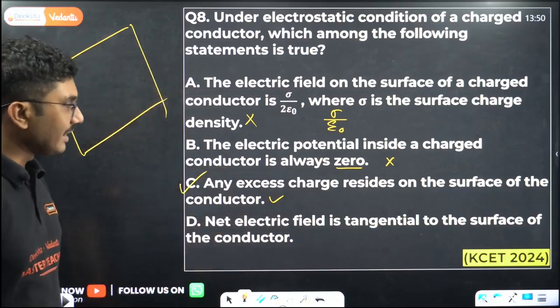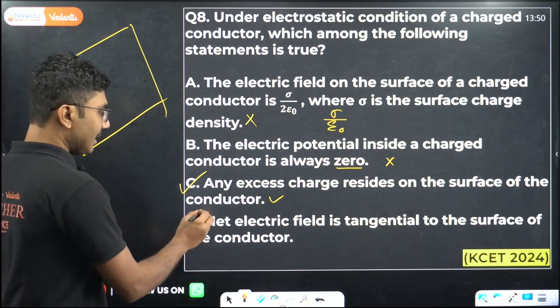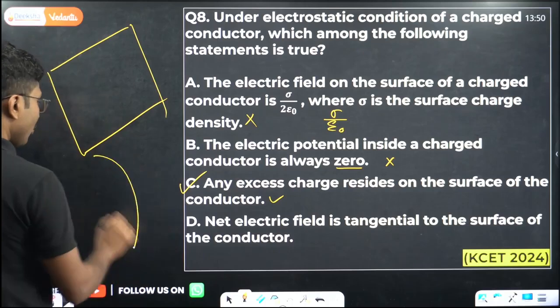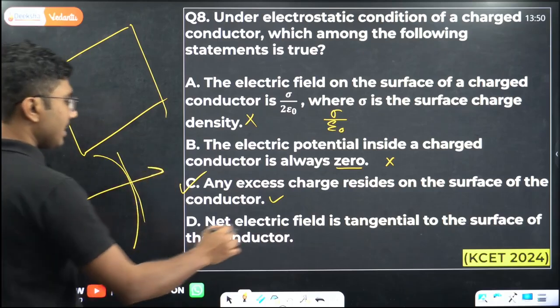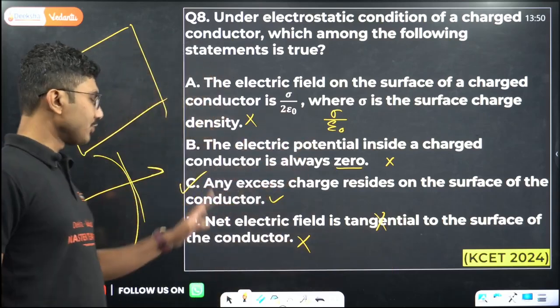Net electric field is tangential to the surface of the conductor. So net electric field is not tangential to the conductor. Net electric field is actually normal to the conductor. So this is also an incorrect statement. Tangential statement is incorrect. So only option C is correct.